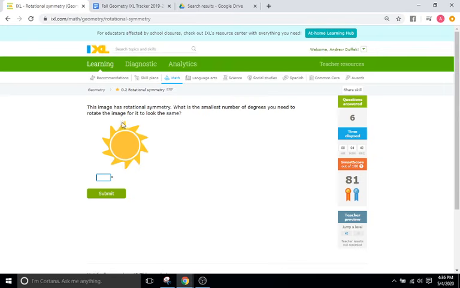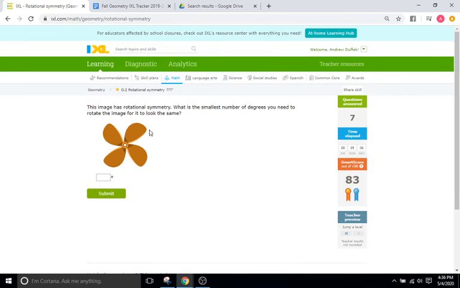So we'll start here and go 1, 2, 3, 4, 5, 6, 7, 8, 9, 10. So there's 10 different points it can rotate on. So if we do 360 divided by 10, that's just 36. So I'll type in 36. And that's just saying if we do a 36-degree turn, that'll overlap on itself, another 36-degree turn, overlap on itself, and so on. So we'll do that and submit.